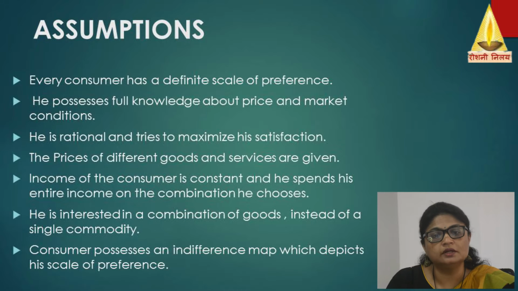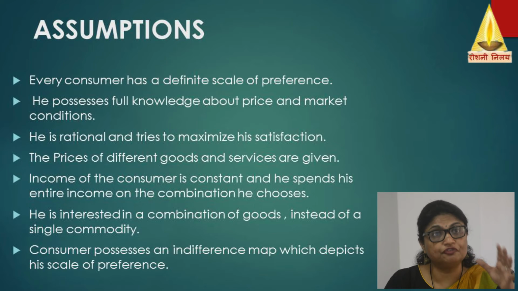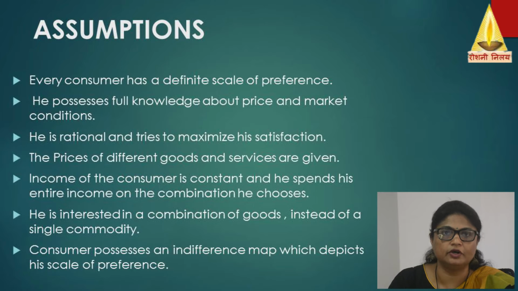Number two, all the consumers possess full knowledge about the price of the goods and the market conditions. Third, the consumer is rational and tries to maximize satisfaction. A consumer needs to be rational because he wants to maximize satisfaction. The prices of different goods and services are already given, so the consumer knows the prices of these goods. Income of the consumer is constant, and let us assume he spends his entire income on the combination he chooses. He is interested in buying different combinations of goods, not only a single commodity.